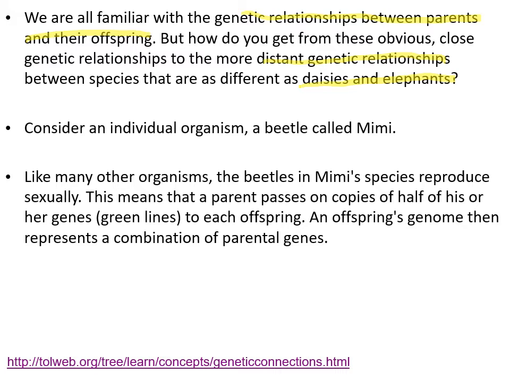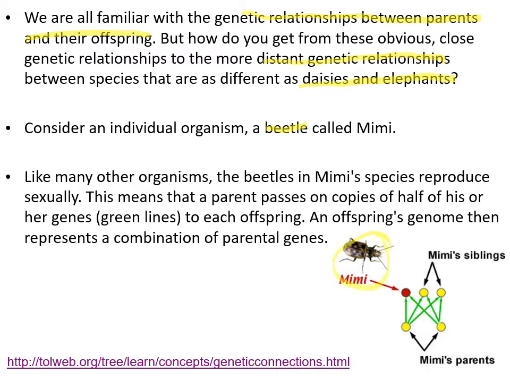This particular example uses a beetle named Mimi. The Mimi species reproduces sexually, so it has a mother and a father parent that it gets its copies of DNA from. Let's look at how this would look. Here's Mimi, and she has two parents, let's say one mother and one father, and they both pass on genetic information. That is what Mimi uses in her genetic code. There are some other beetles that are Mimi's siblings, also descendants of these two parents. So it's a family tree with two parents and three siblings in the next generation. One generation, not too hard to imagine.